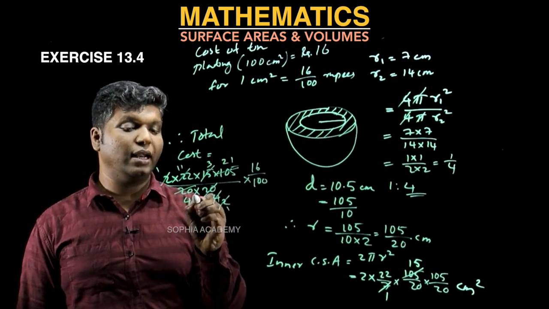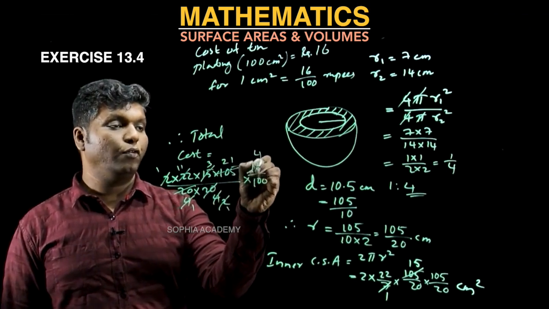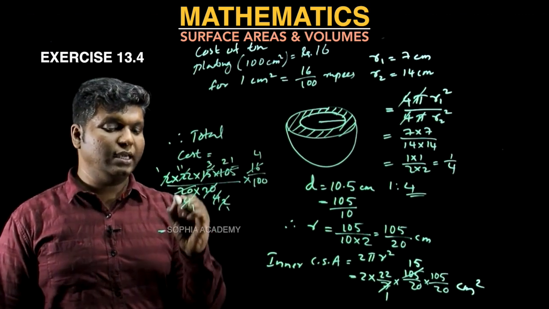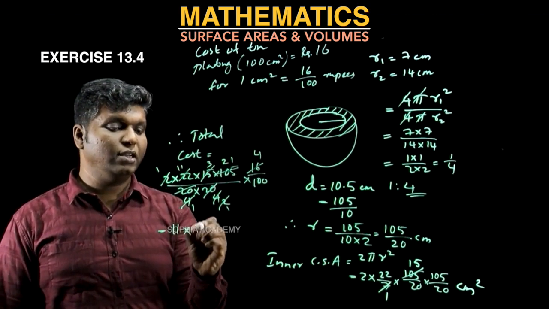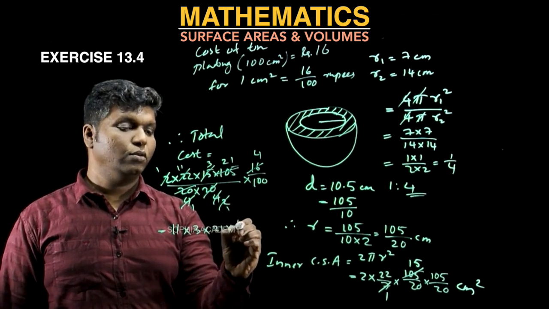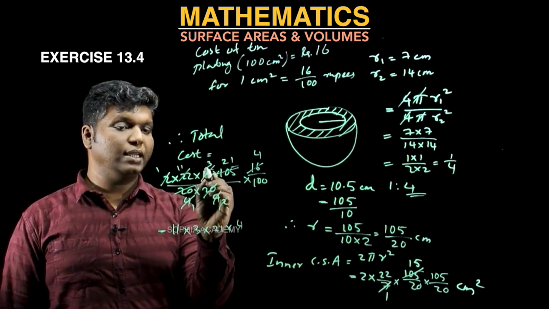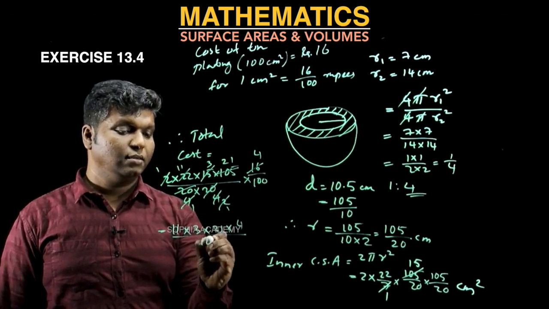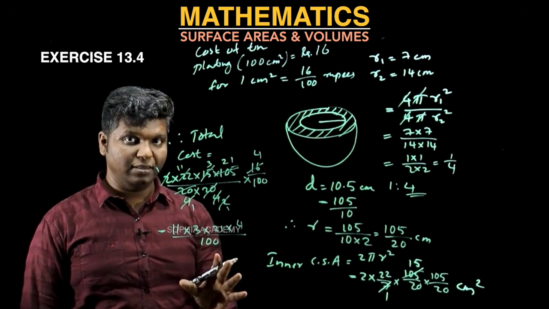4 and 16, again you can cancel. 4 1s are 4, 4 4s are 16, that's all. So keep that 100 there itself, that will be much better. So here, what else is remaining? 11 into 3 into 21 into 4, the whole divided by 100. 100 is the only thing remaining there, right?